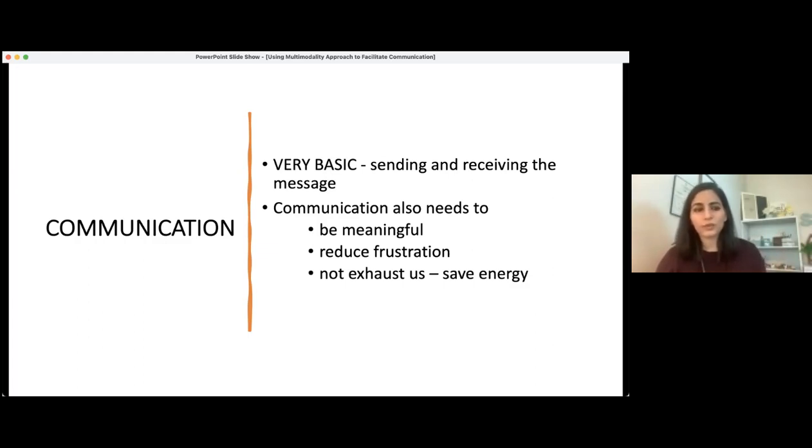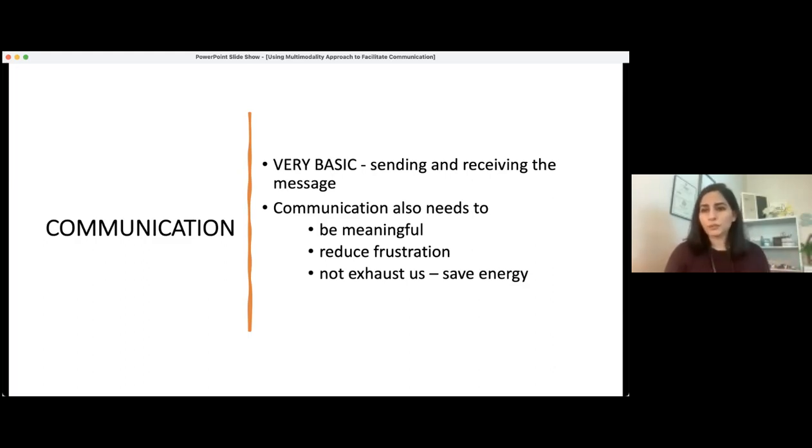And I'm going to go over the meaningfulness of the communication later as well. It has to serve the purpose of reducing the frustration. It's hard for children to express themselves or to even understand. So we have to reduce that frustration.